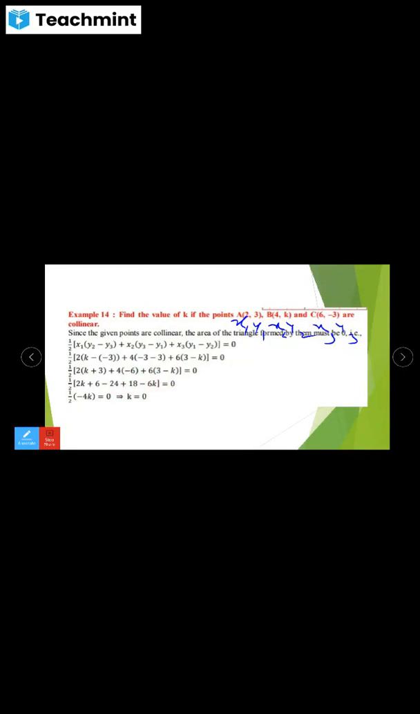Okay, next, see here, 18 plus 6 is plus 24. Plus 24 and minus 24 cancel here. After that, 2k minus 6k is minus 4k. 2 1s are 2, 2 2s are minus 2k equal to 0, so k is also equal to 0. So this problem belongs to area related to triangles. If points are collinear, then we have to take the area of the triangle formula equal to 0, then solve further to get the constant value.